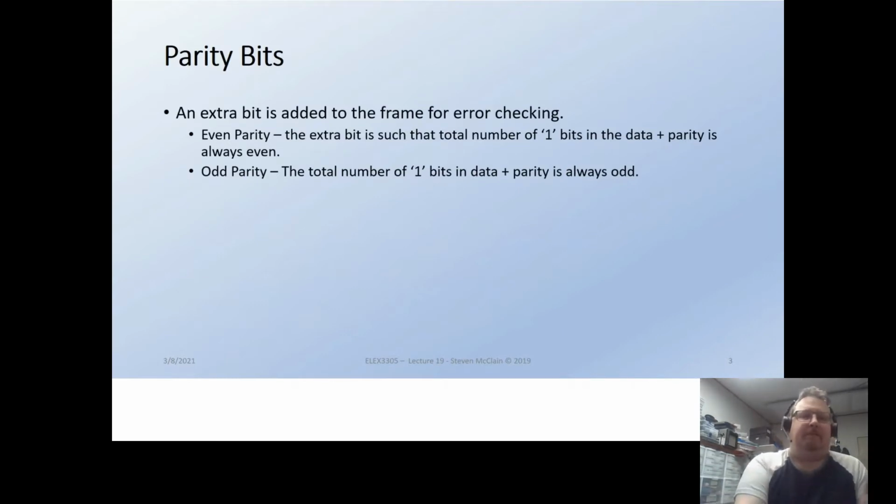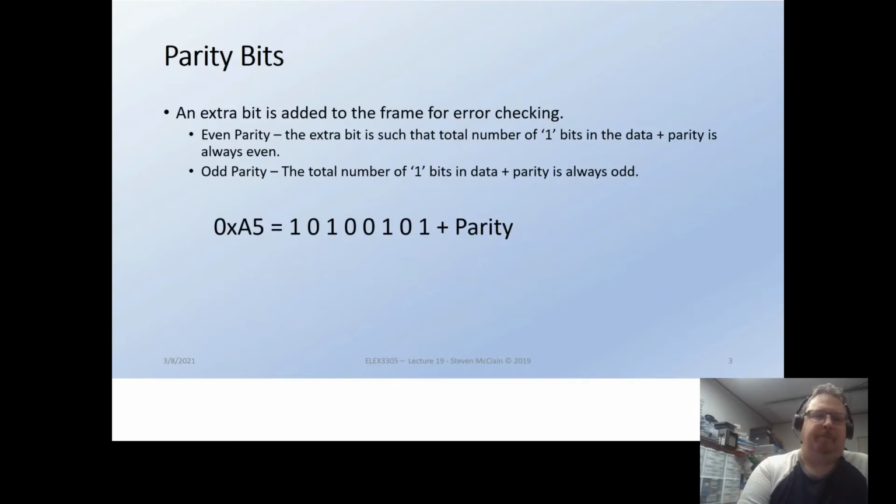So parity bits: an extra bit is added to the frame for error checking. You have two different kinds of parity. One is even parity, where the extra bit is such that when you add up all the 1 bits in the data plus parity, it's always an even number. And then odd parity is basically the opposite of that.